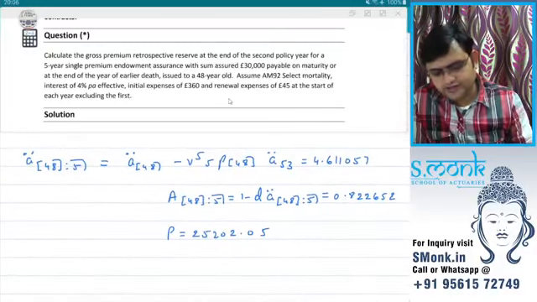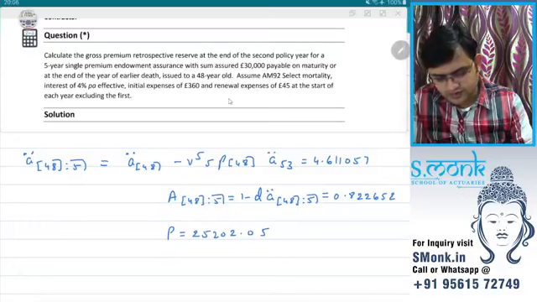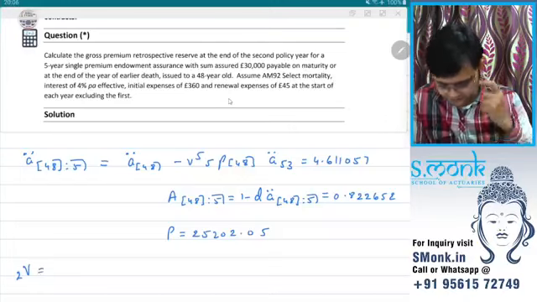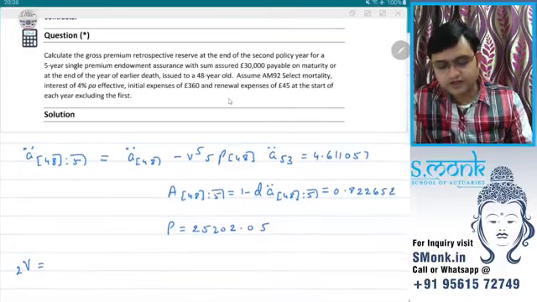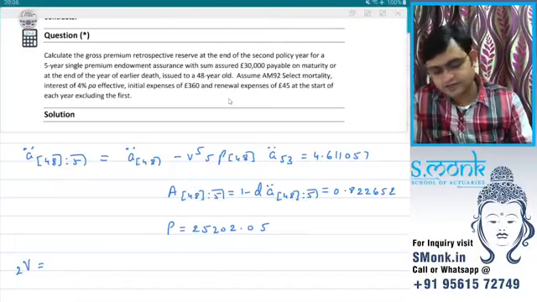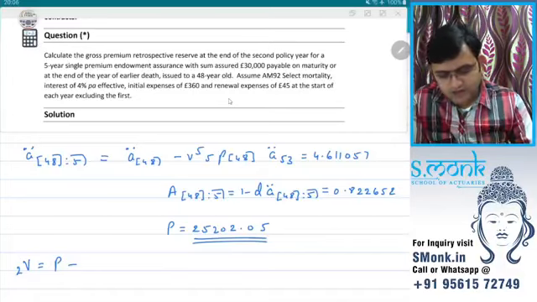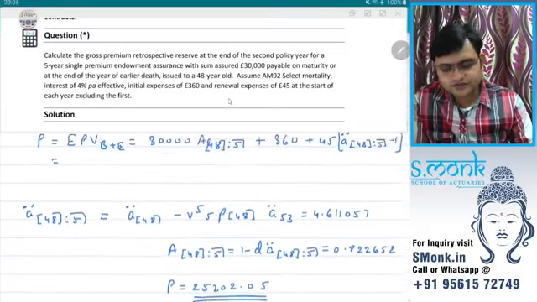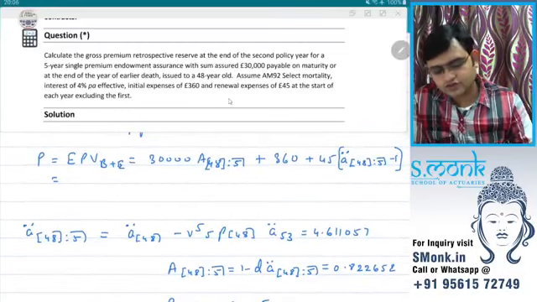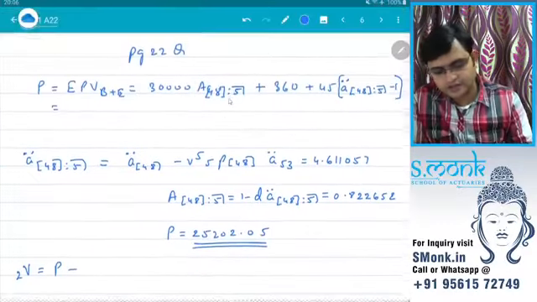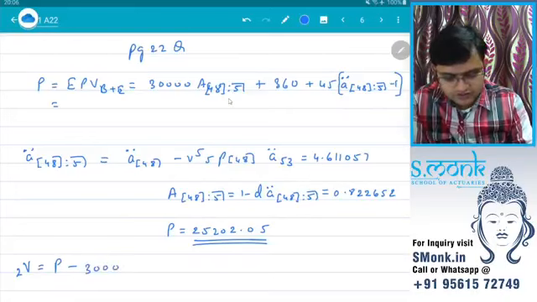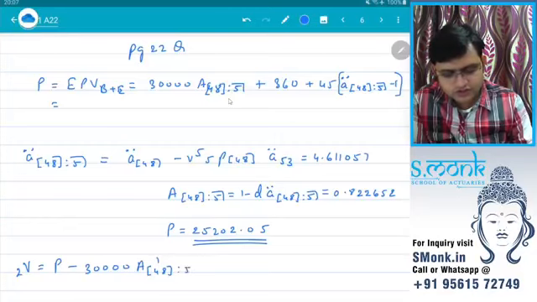If you are calculating retrospective reserves, so retrospective reserve at time 2, so 2V, we'll be taking the past premium minus past benefits and expenses. So premium was just the single premium, so I'll just write it as P minus. In the past, only the death benefit was given. So to the people who died within those 2 years, only they would be getting the death benefit. So 30,000 A select 48 for 2 years.